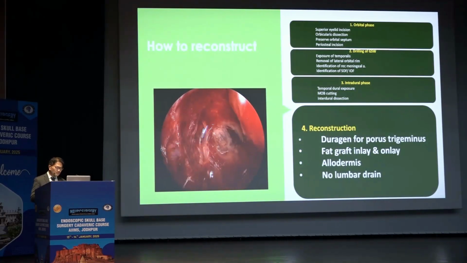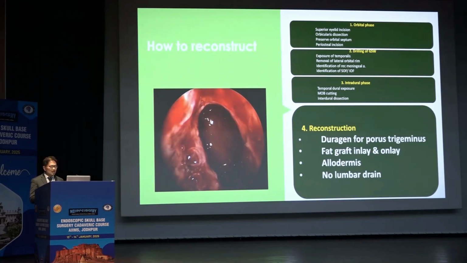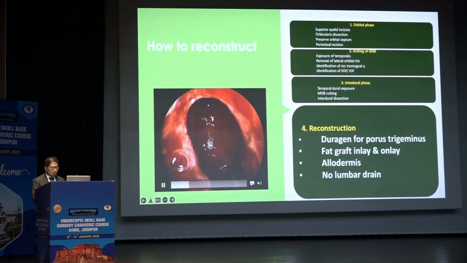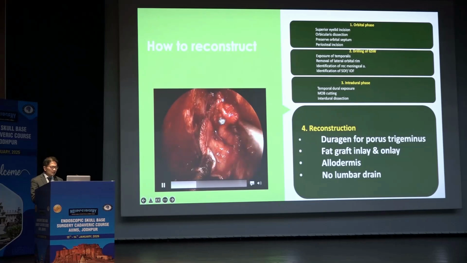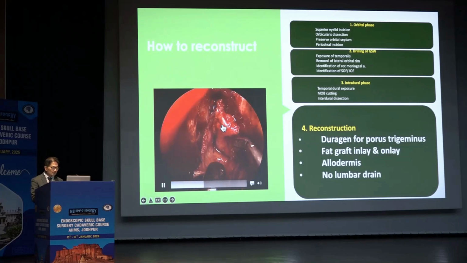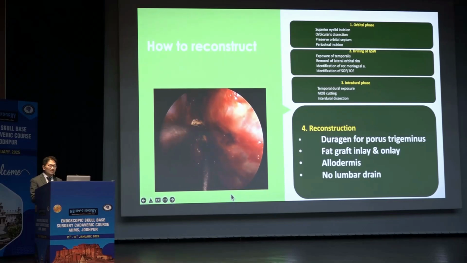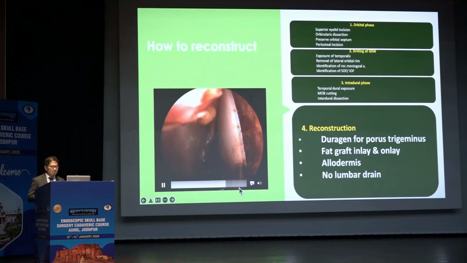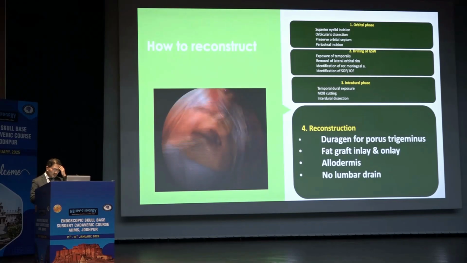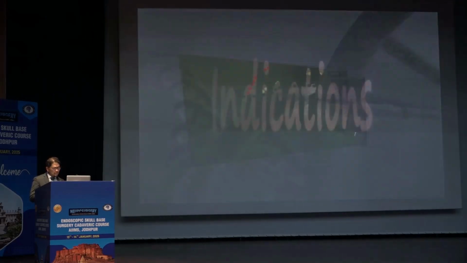And how do we reconstruct after transorbital surgeries? Usually, we favor using Duragen and sometimes fascia lata or allodermal graft materials. And after removal of meningiomas, I always place a fat graft harvested from the abdomen.